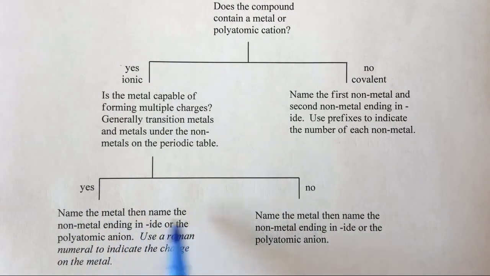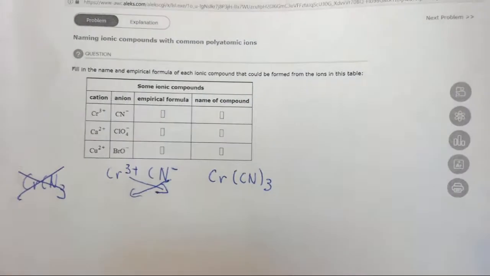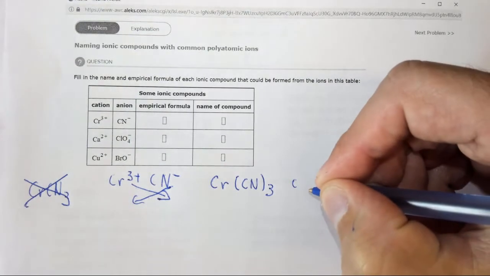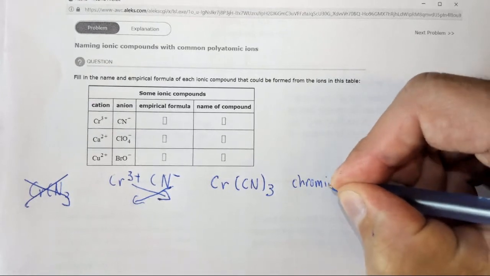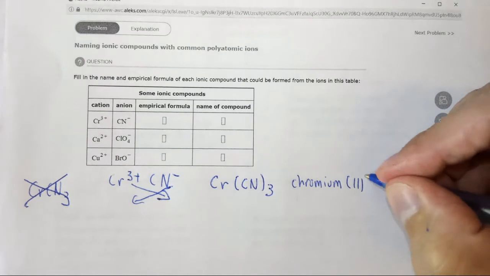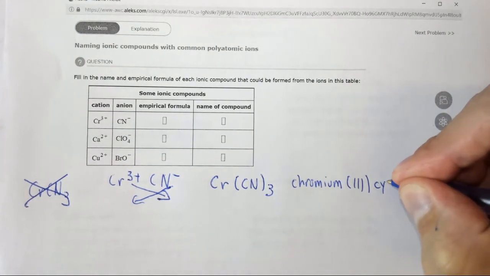Name the metal, then the nonmetal ending in "ide" or the polyatomic anion, which in this case is cyanide. Use a Roman numeral to indicate the charge on the metal. So we do need to use a Roman numeral here to indicate the charge on the metal. So this is called chromium(III), because 3 is the charge on the metal, so we put it as a Roman numeral 3 here. Cyanide.